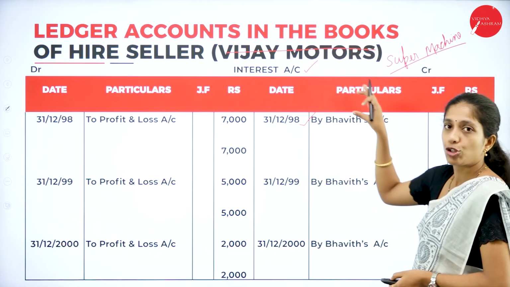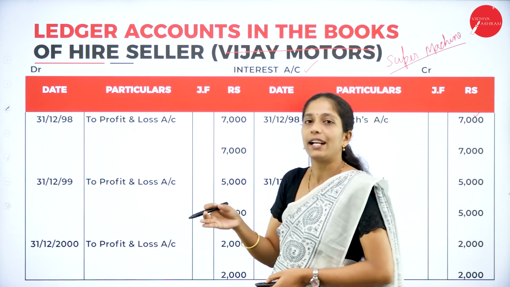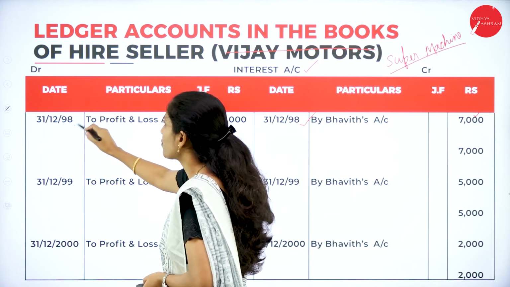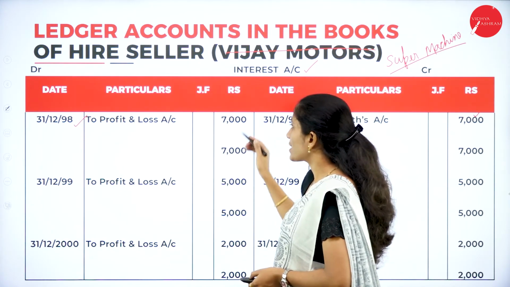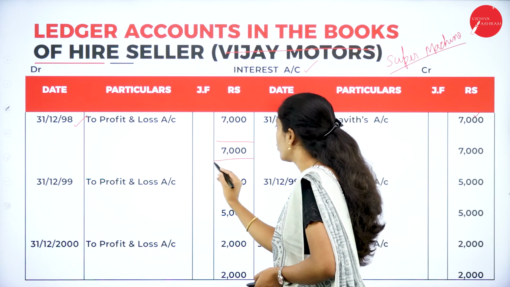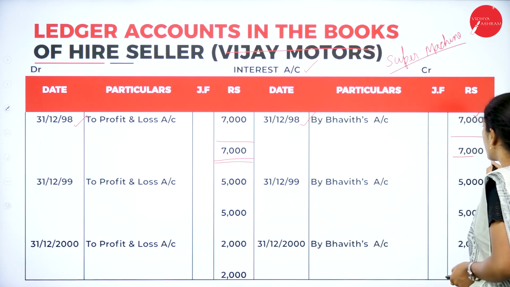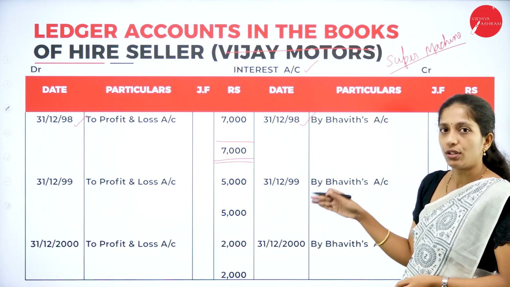Now this interest has to be transferred to the profit and loss account at the end of the financial year, that is 31/12/98, to profit and loss account 7,000. So here we have to close this entry. Now in the same way, coming to 99.